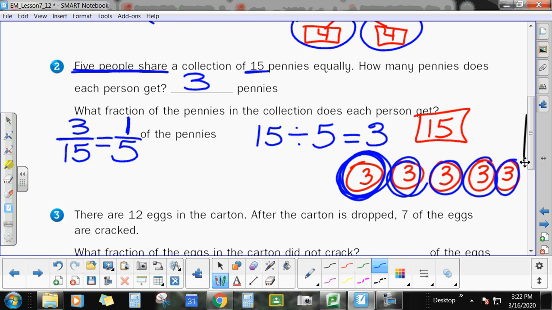Now when you get a little bit older, getting into some of those upper grades, you're always going to have to write your fraction in simplest form.